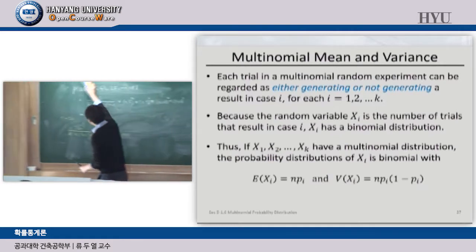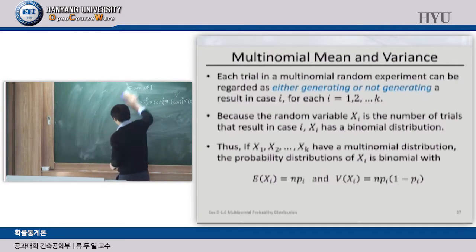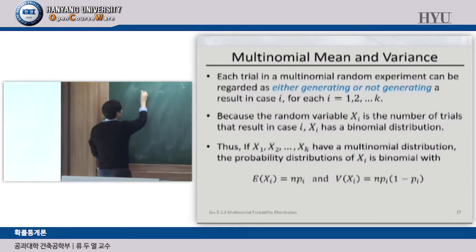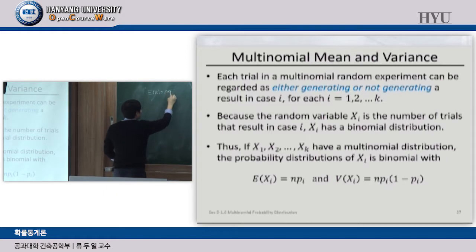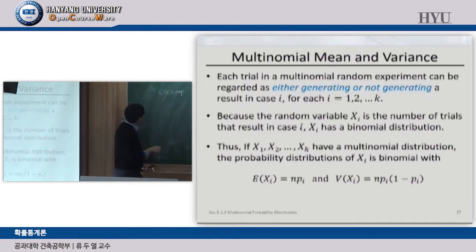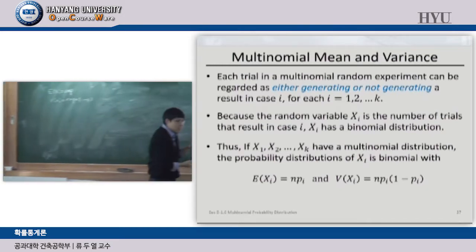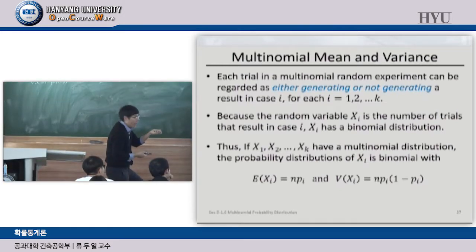And for example, what about the mean and variance for the case of binomial distribution? That was n times p, right? And the variance is n times p times 1 minus p, okay? So remember that. And in here, we are selecting one typical random variable xi among the multiple random variables, okay?